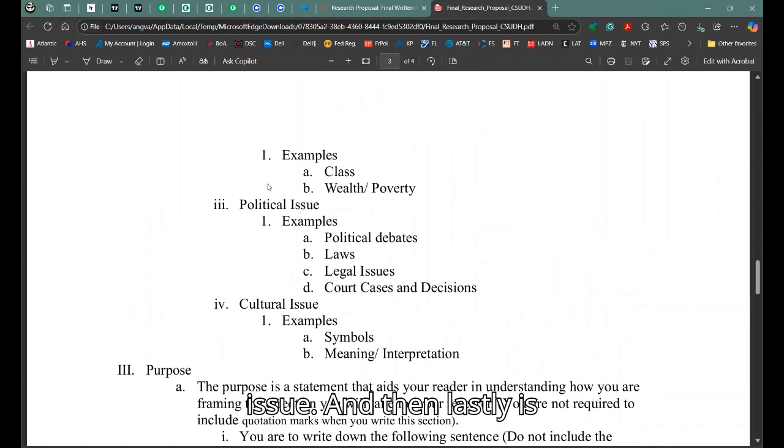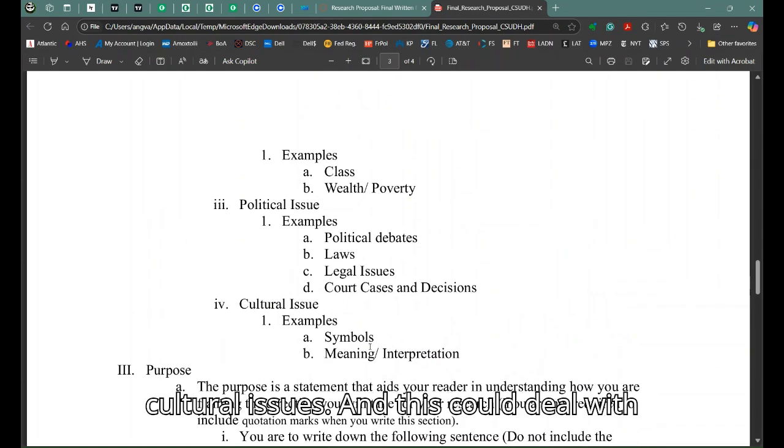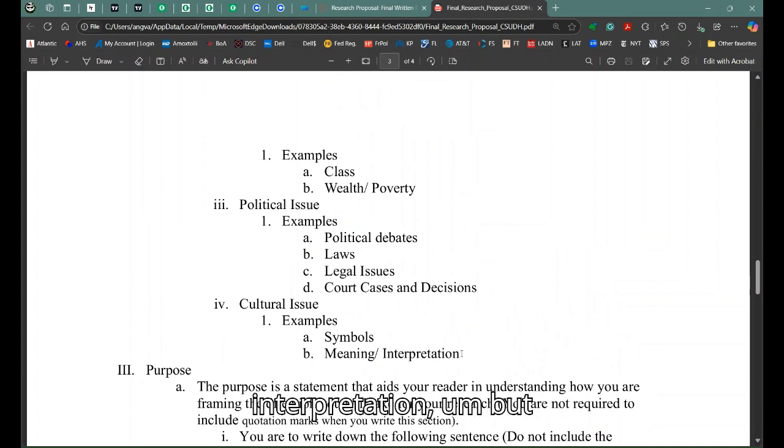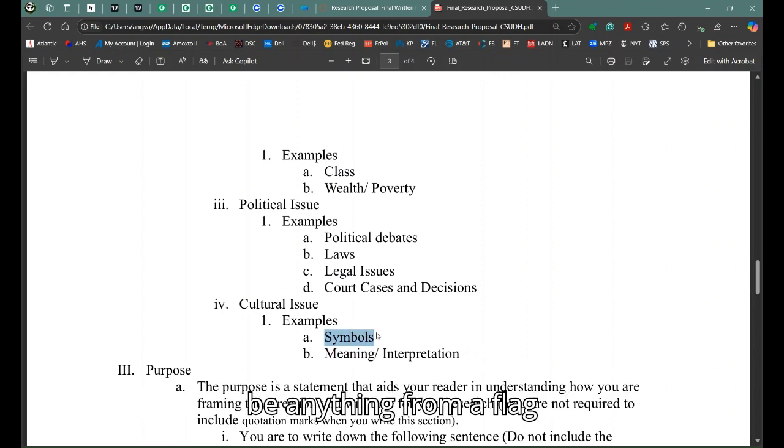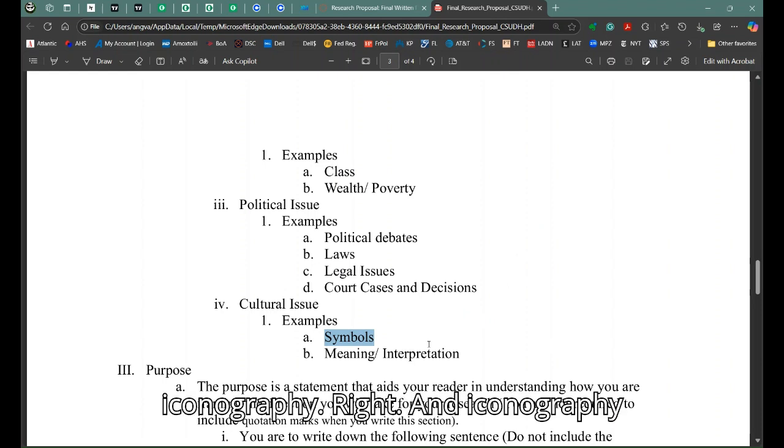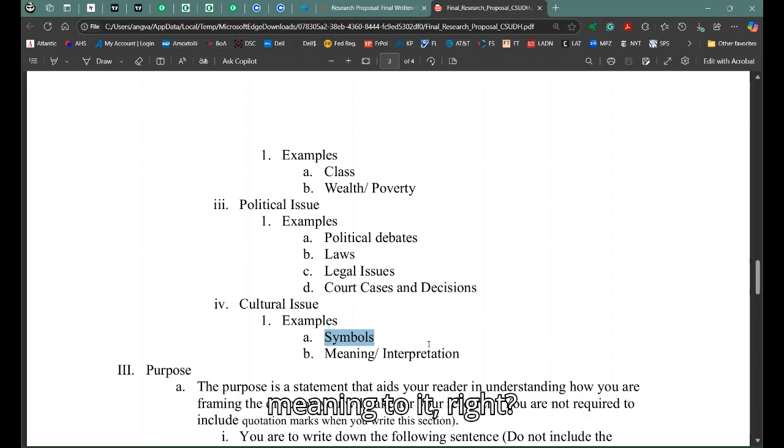And then lastly is cultural issues. This could deal with symbols, meaning, interpretation, but also, which I forgot to add, morals and values. That is definitely a cultural issue. Right. Now, I'm just going to talk about symbols. A symbol could be anything from a flag to a special type of iconography, right? And iconography is just a thing that has a special meaning to it, right?